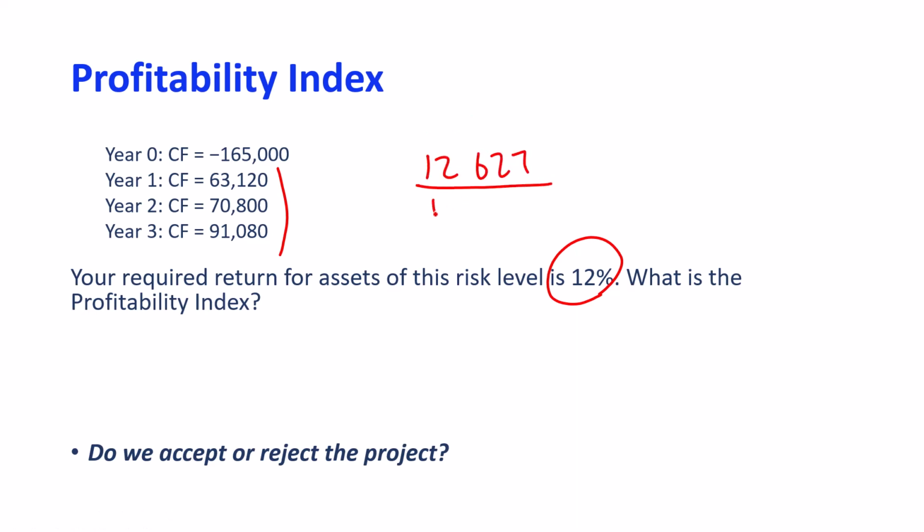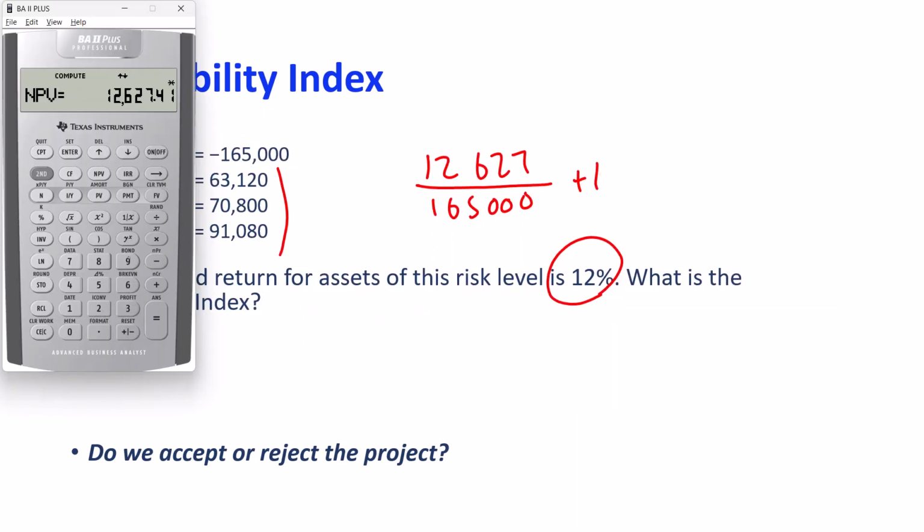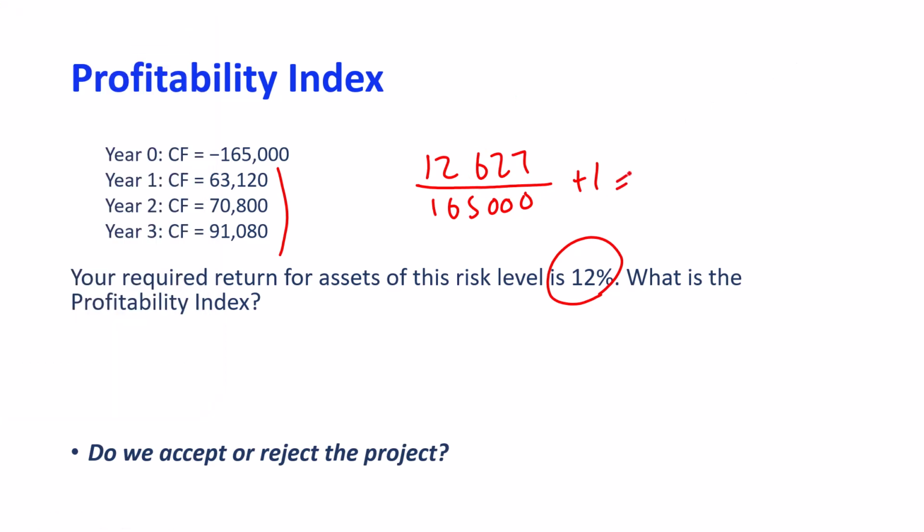And then we divide it by the absolute value of the cost and then add 1. Let's go back to the financial calculator. So divide this by 165,000 plus 1. You should be getting 1.08. So for every dollar you're investing in this project, your profit is going to be 8 cents. And since this profitability index of 1.08 is greater than 1, we should accept this project.